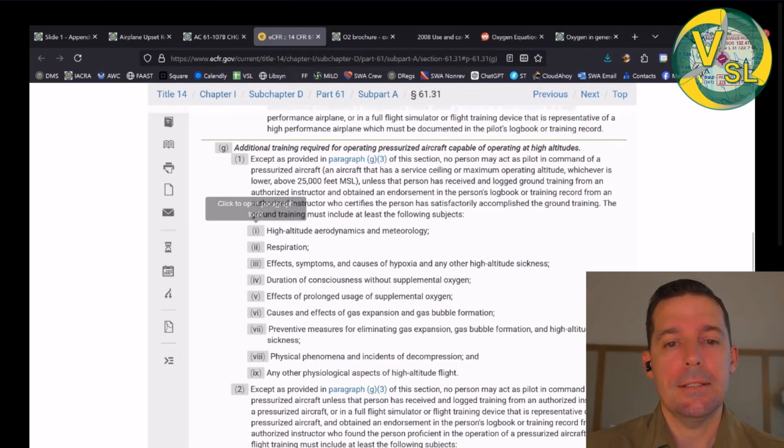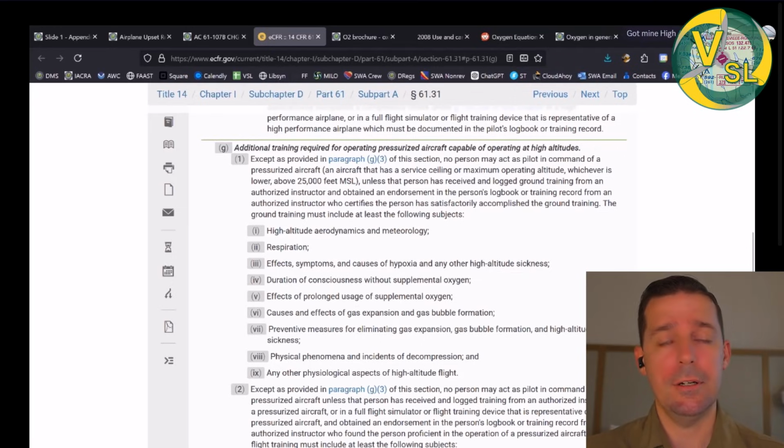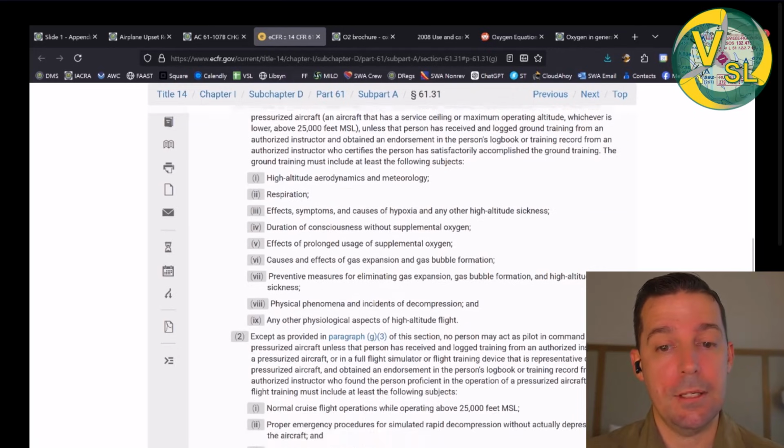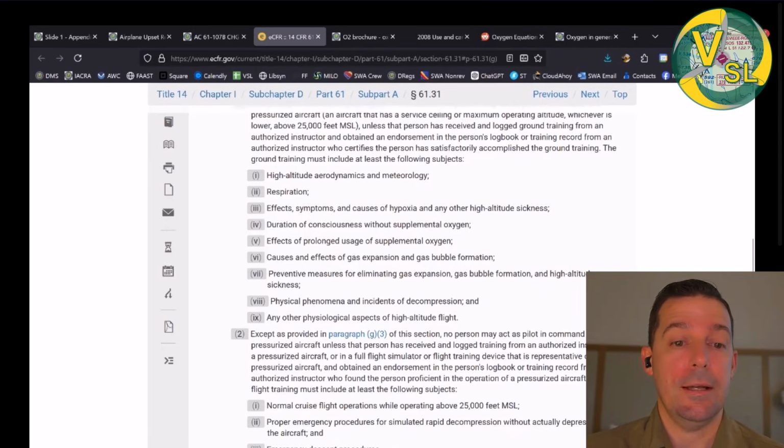This training says you need to have ground training on the following: high altitude aerodynamics and meteorology, respiration, effects and symptoms of hypoxia, duration of consciousness without supplemental oxygen, effects of prolonged usage of supplemental oxygen, causes and effects of gas expansion and gas bubble formation, preventative measures for eliminating gas expansion and gas bubble formation in high altitude sickness, physical phenomena and incidents of decompression, and any other physiological aspects of high altitude flight.